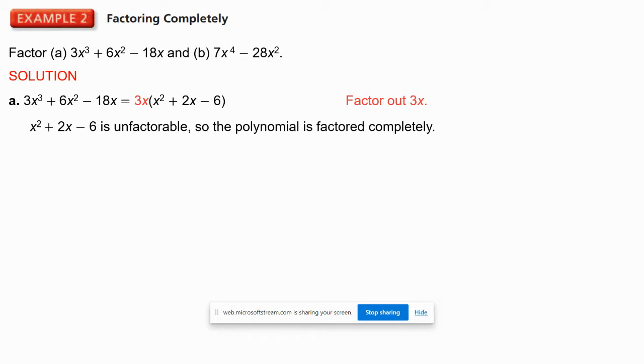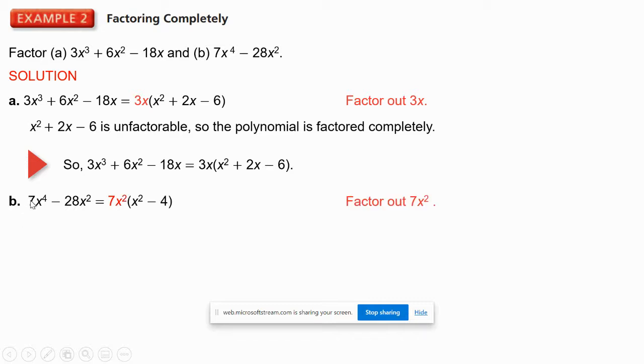All right, next. We're going to look at this binomial: 7x to the fourth minus 28x squared. So my first step would be to take the x squared from both terms and factor that out. And then we notice that both terms could factor out 7, because I'm going to factor 7 first, and the only factors are 7 and 1.